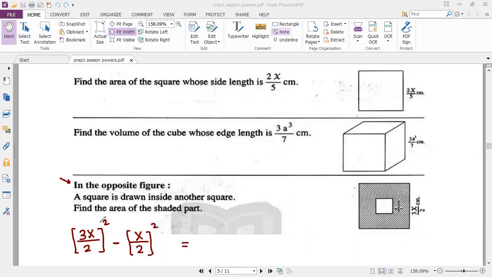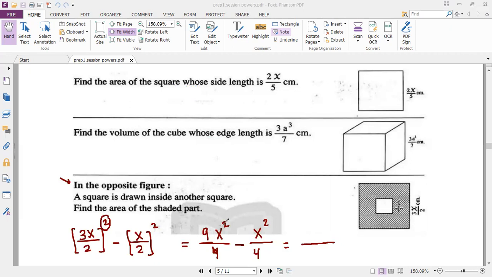equals 3x to the power of 2. 3 to the power of 2 is 9, and x to the power of 2, over 2 raised to the power of 2, because this power is distributed on them. So it's 4, minus x over 2 raised to the power of 2. So it's x to the power of 2 over 2 to the power of 2, which is 4. Okay.